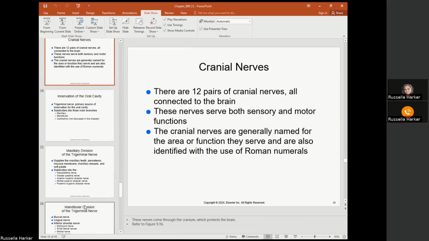When we look at the 12 cranial nerves, there are 12 pairs of cranial nerves all connected to the brain. These nerves serve both sensory and motor functions. The cranial nerves are generally named for the area or function they serve and are also identified with the use of Roman numerals. So you will need to know Roman numerals 1 through 12.